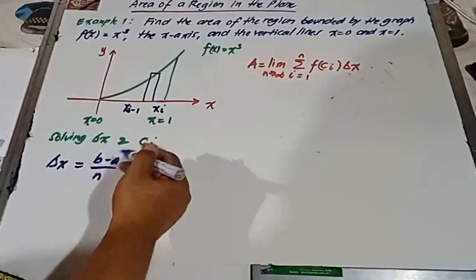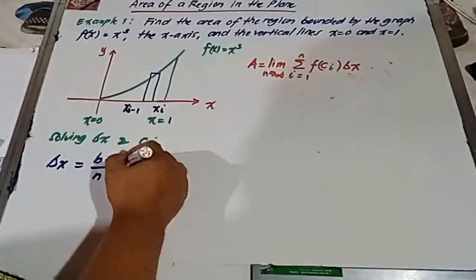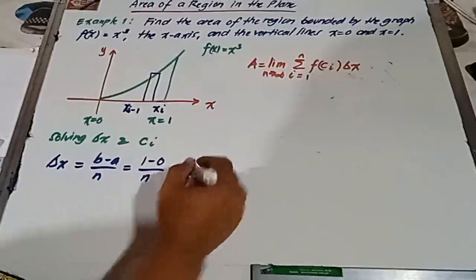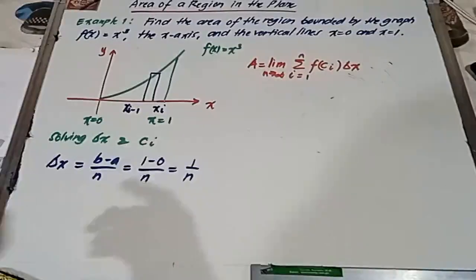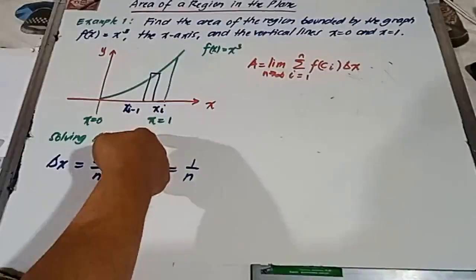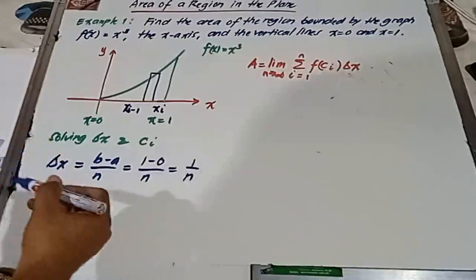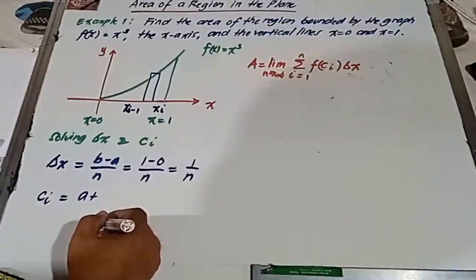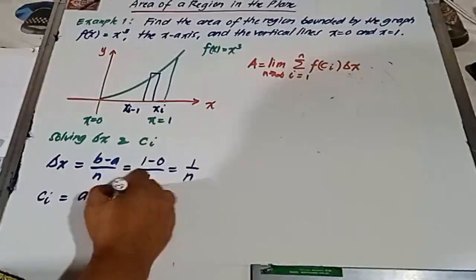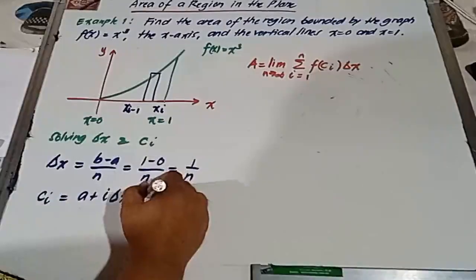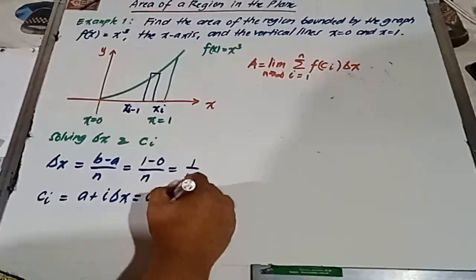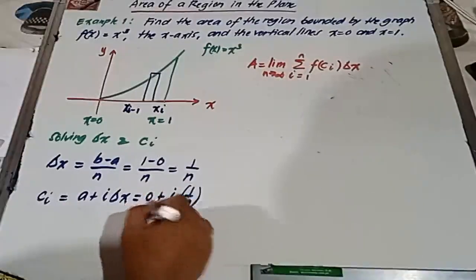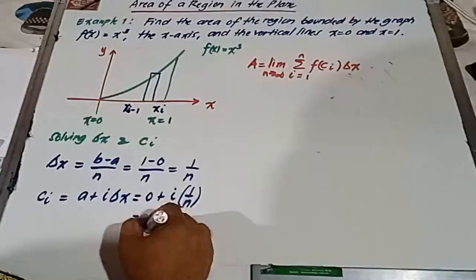Now, therefore, delta x is equal to, this is your b, this is your a. So, that is 1 minus 0 over n. Therefore, delta x is 1 over n. For c sub I, mas convenient gamitin natin yung right endpoint. Okay? So, we have c sub I. Right endpoint natin is a plus I delta x. Okay? Ang a natin 0 plus I and delta x is 1 over n. So, therefore, our c sub I is I over n.